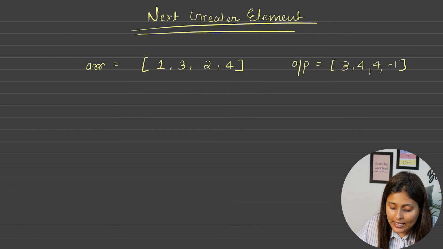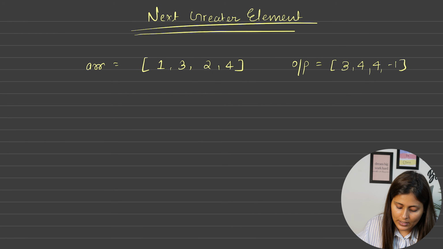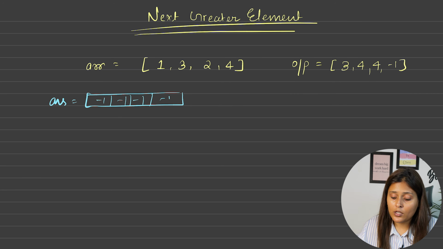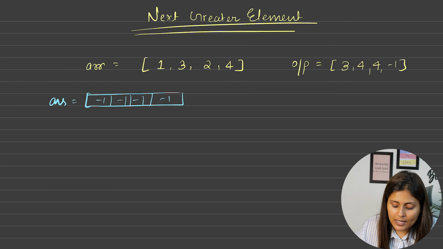Why? See, if I am starting from here, I know for the last value anyhow it is -1, correct. So let's say we have an answer variable and we have initialized it with -1, -1, -1 and -1. Anyhow, for this 4 we won't start. Now why am I starting from this side? Because I will keep track of the greater element. How? Now suppose I move to 2.